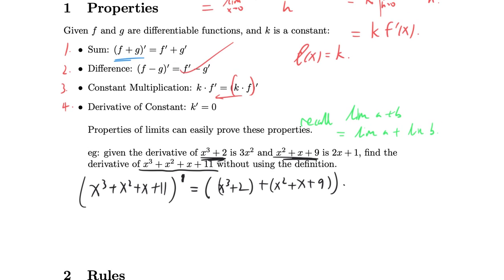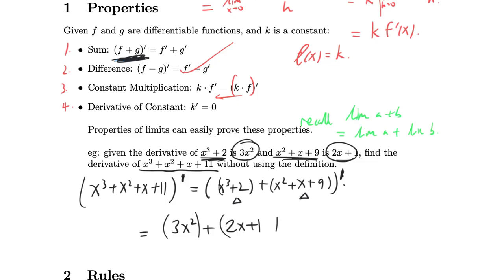expressions. And so we can use the derivative of a sum. So notice this here is exactly in the form of this sum here. So basically you want the derivative of a sum, and that is equal to the sum of derivatives. So you would take the derivative of this, which we are given is 3x squared, and you would add it to the derivative of this second part, which is just 2x plus 1 as given.